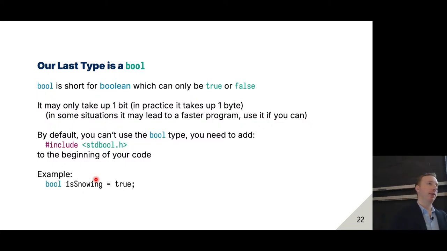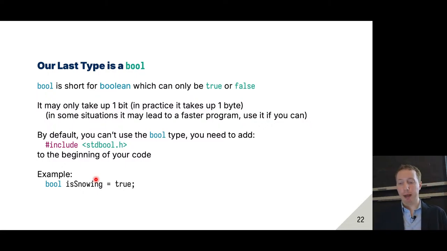But in practice, since the smallest unit of memory is only a byte, a bool still takes up 1 whole byte. So there are certain situations where it can lead to a faster program. So if what you're trying to represent can only be 2 different values, true or false, then you should use a bool. Otherwise, you should use one of the other types.